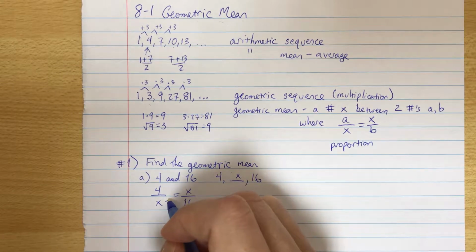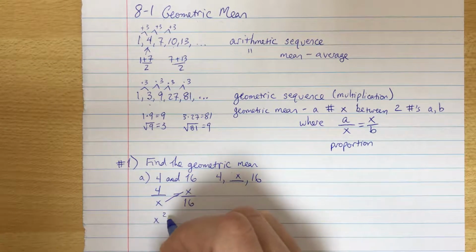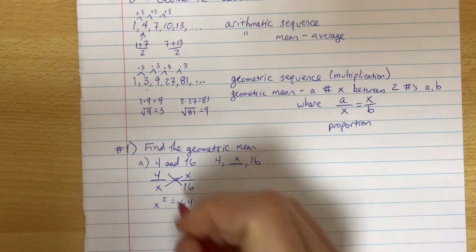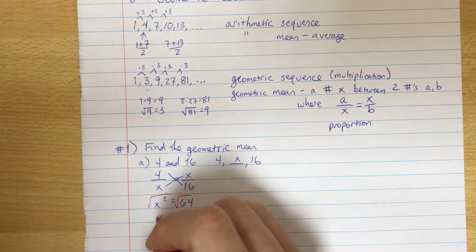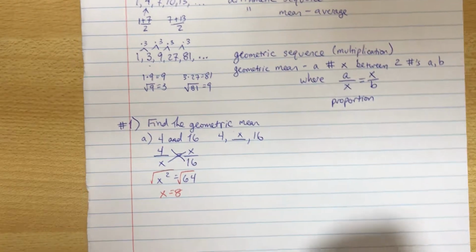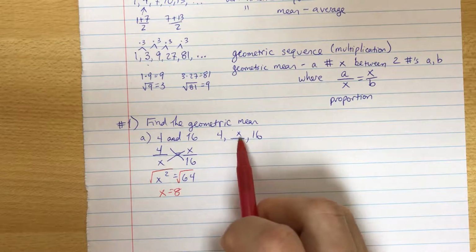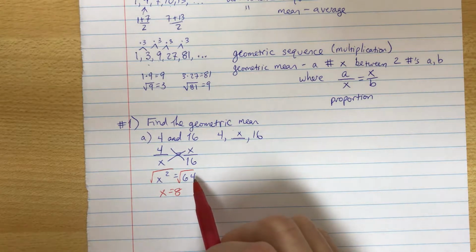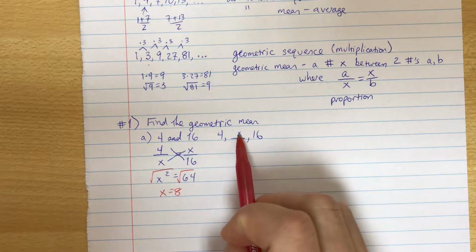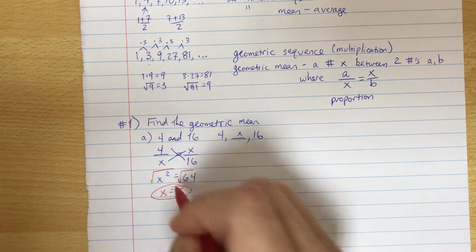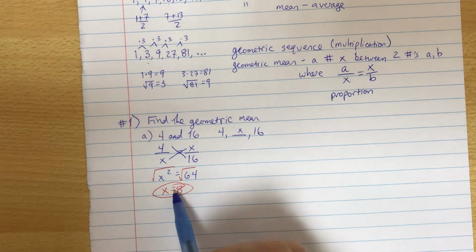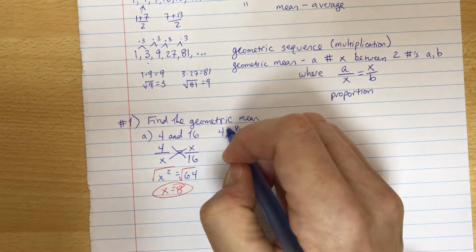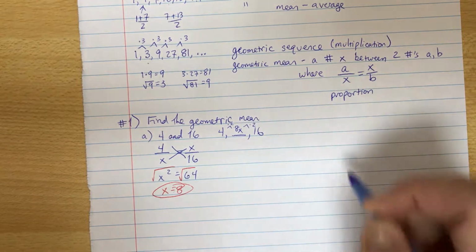To solve this, we cross multiply. x times x is x squared. 4 times 16 is 64. Then we take the square root of both sides, and x is equal to 8. When we take a geometric mean, we're looking for the positive value between those. Technically negative 8 is also a solution, but negative 8 is not between 4 and 16. 8 is the geometric mean of 4 and 16. If I put the 8 there, you would go times 2 and times 2.